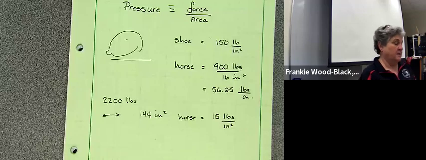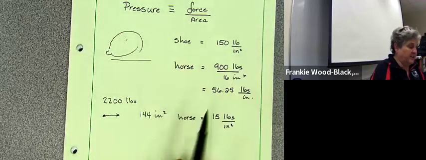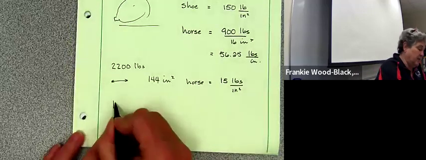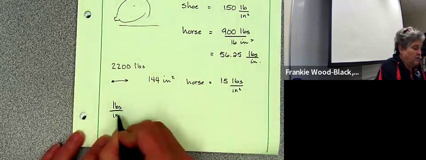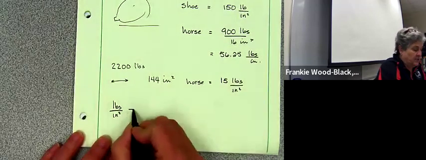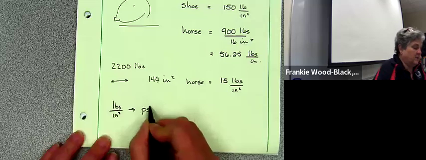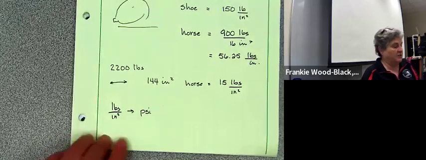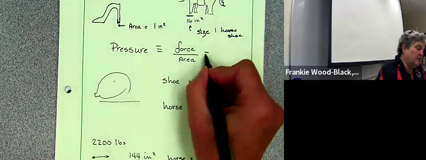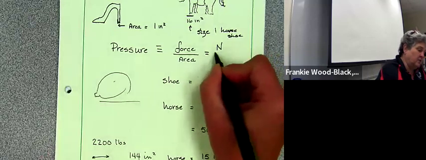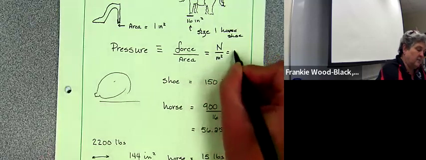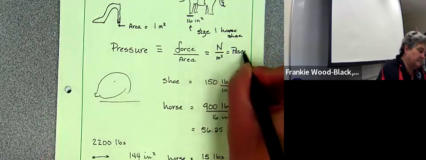Staying away from stilettos. So common units of pressure are going to be pounds per square inch, and that's where we usually see it, as PSI. So when you're filling up tires and stuff like that, you'll see PSI. In the Newton's world, this is Newtons per meter squared, and that's going to be defined as a Pascal.